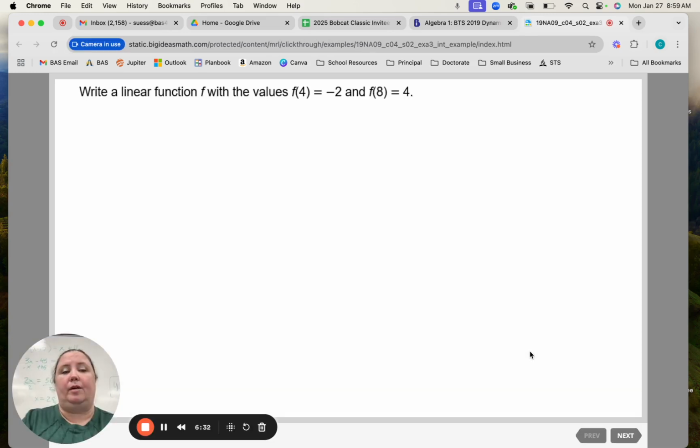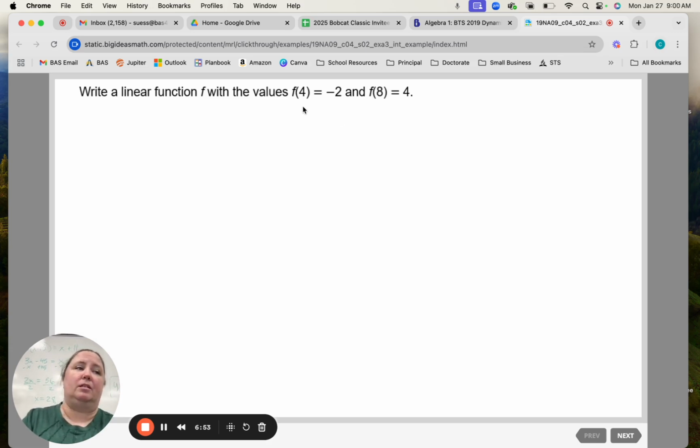Okay, example 3. So we're going to write a linear function with the values f of 4 equals negative 2 and f of 8 equals 4. A linear function is f of x. It's just the same thing as slope-intercept form, except we replace the label y with f of x. So what's my first step?